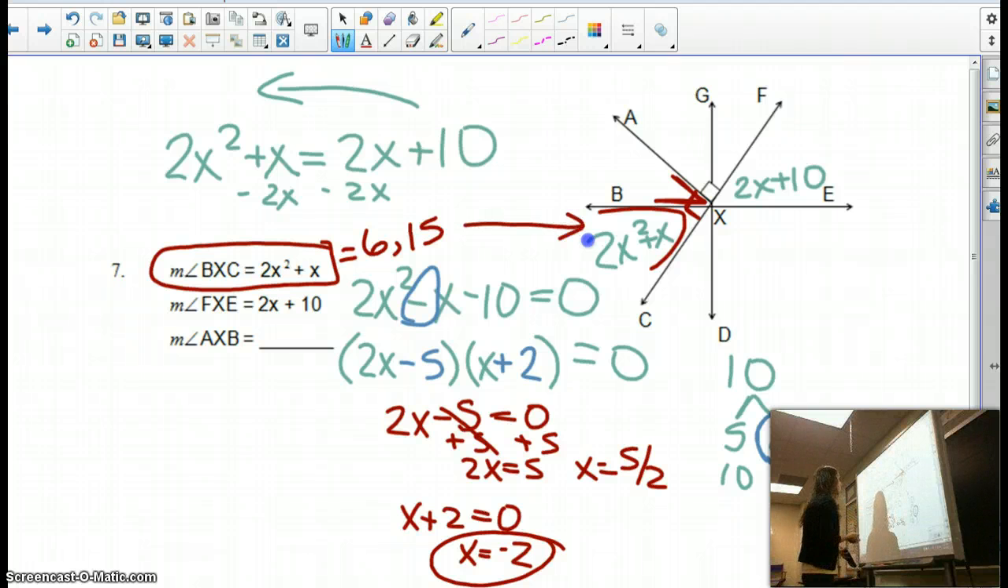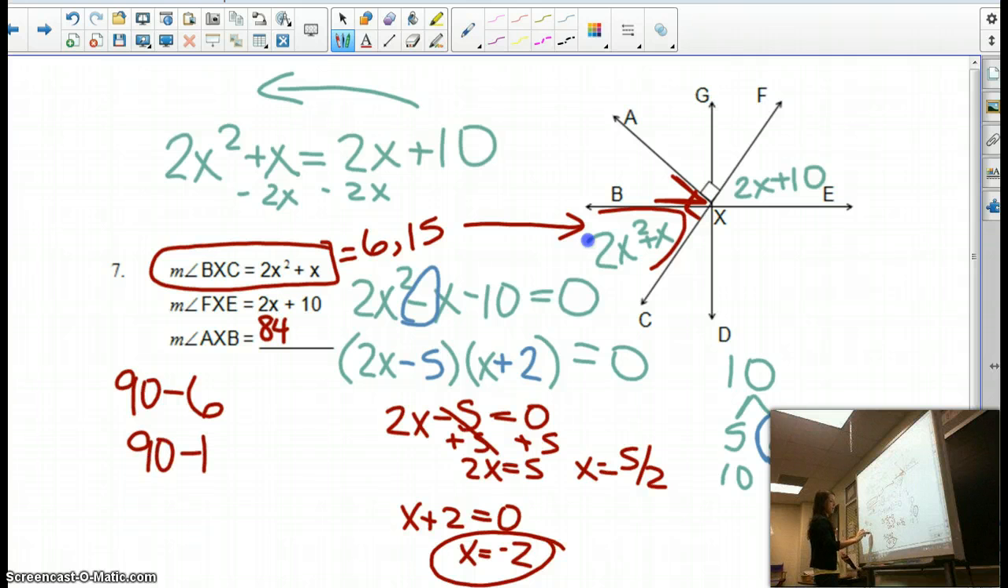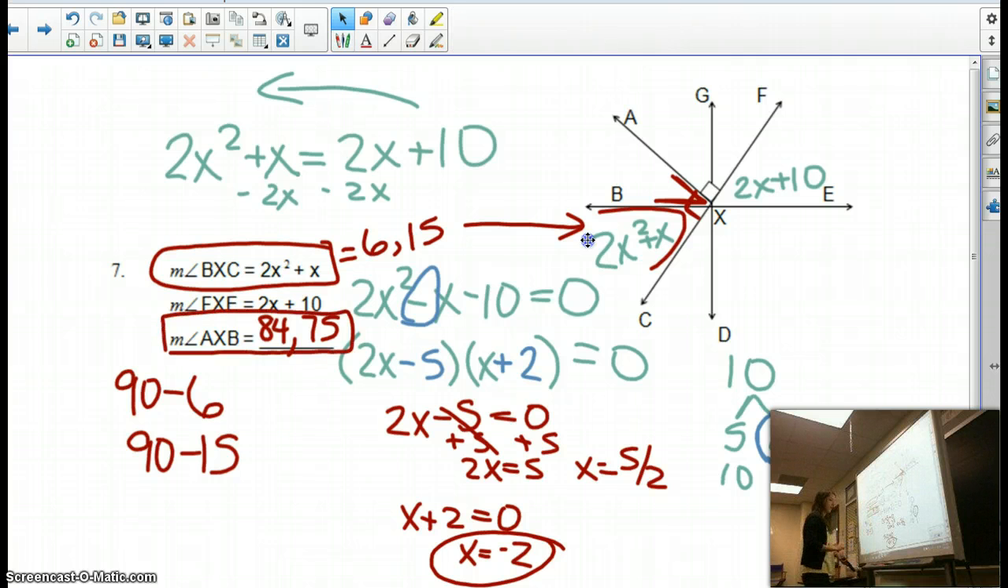So I need to find the complement of both of those. So I would do 90 minus 6. So one of my answers is 84. And I would do 90 minus 15. So one of my answers is 75. And those are the 2 possible measures of angle AXB.